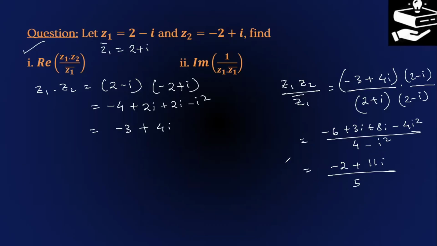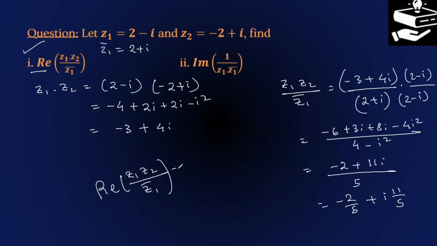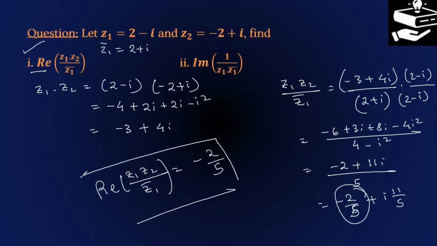Now, if you want to write it in the standard form, you will be getting minus 2 over 5 plus i times 11 over 5. You need to find out the real part. So, real part of z1 z2 over z1 bar will be nothing but this minus 2 over 5, this term. And that will be my answer. Clear? This is my final answer.